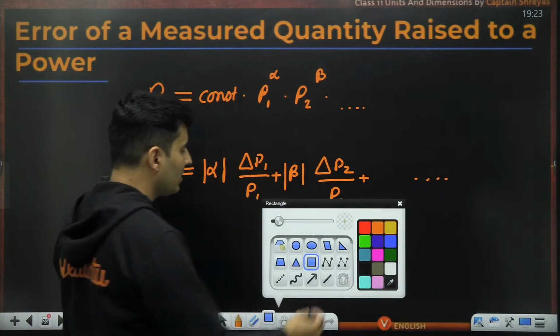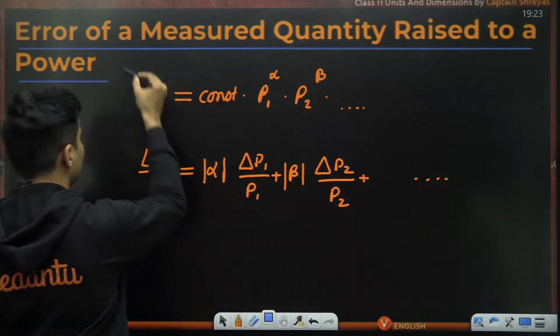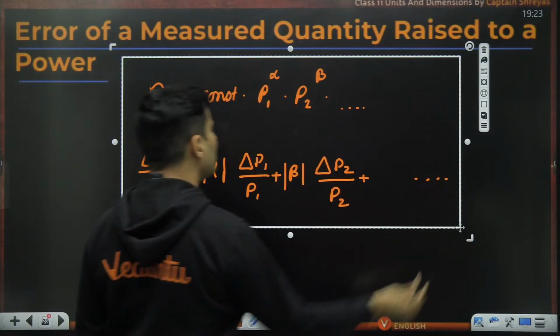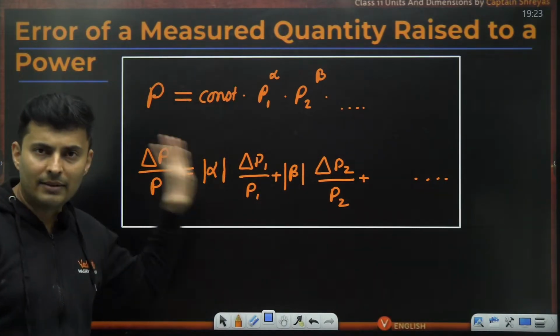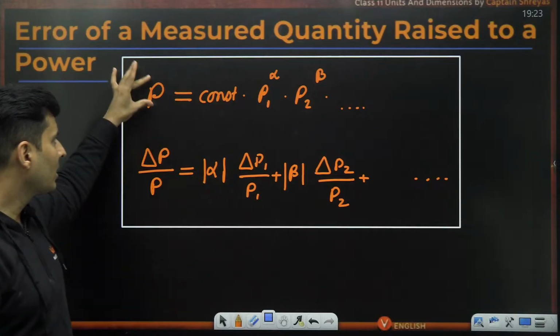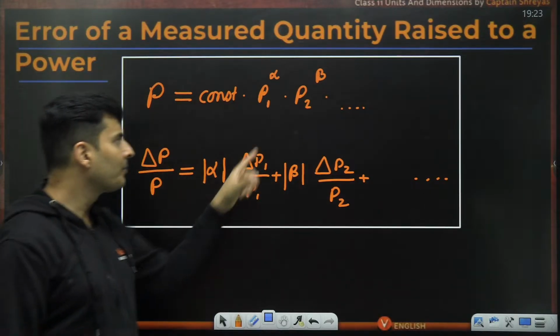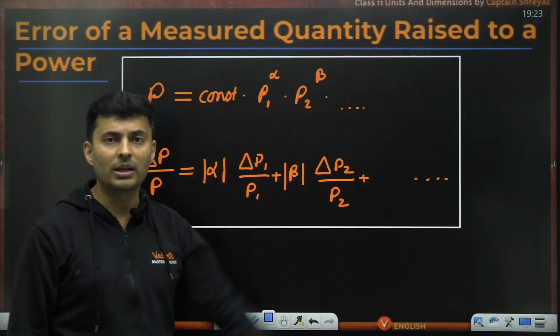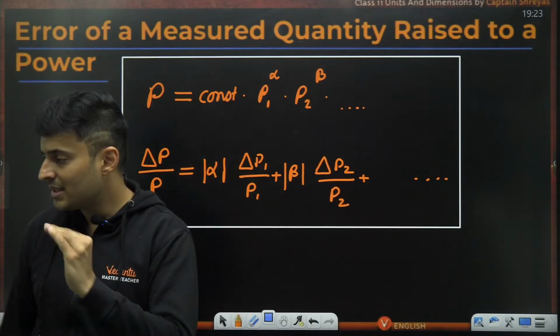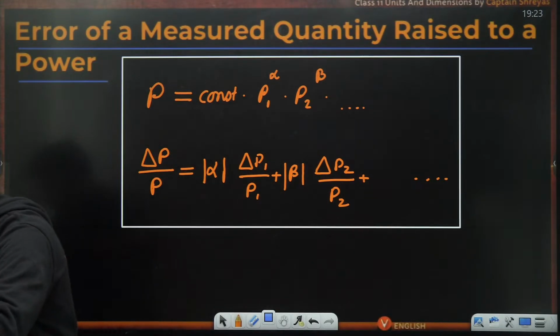Now, if I give you this formula, 100% you will not understand it. Sir, what have you exactly done? Please show me. Give me a demo. Don't worry. I will make you understand with a live example, but this is the formula. The relative error in the final quantity will be the modulus of the power multiplied by the relative errors of each quantity. Add them up. That will be the final relative error.